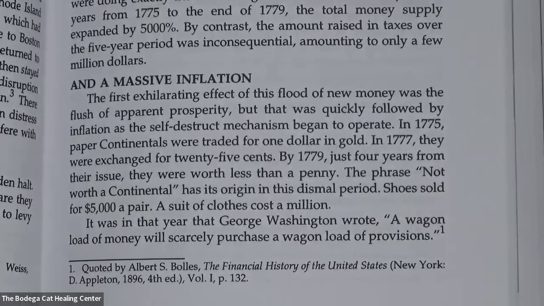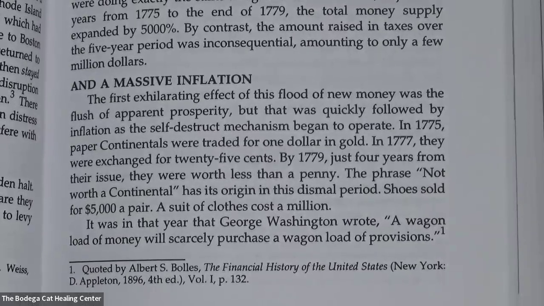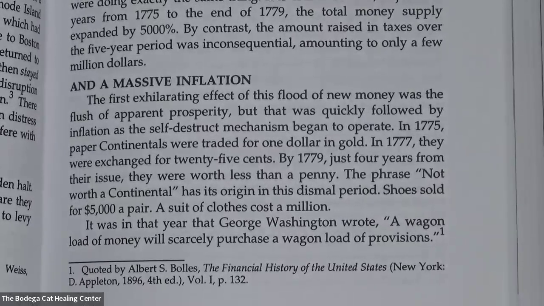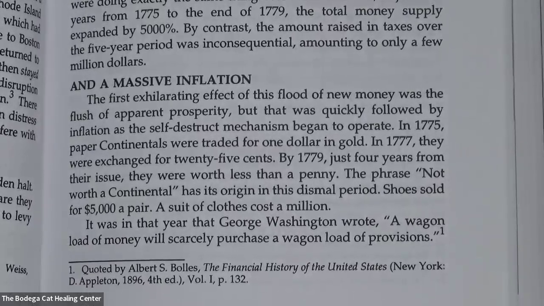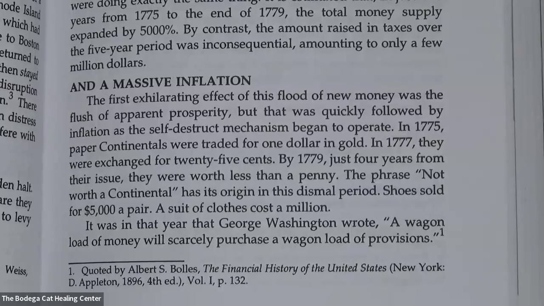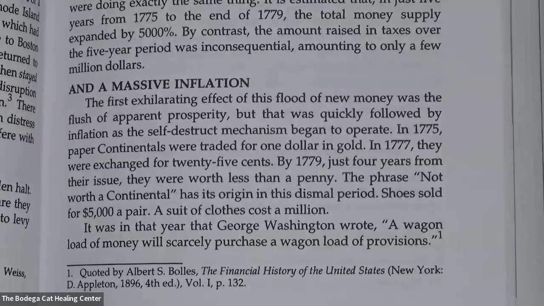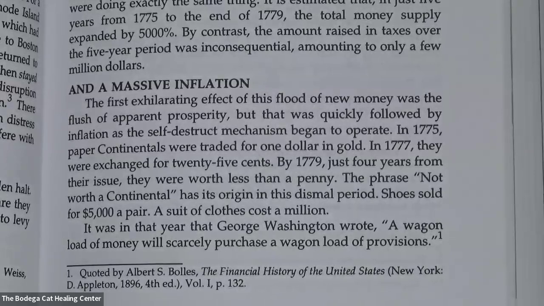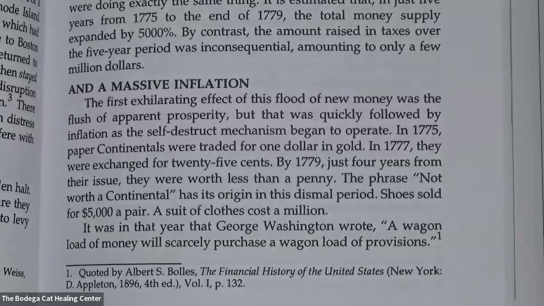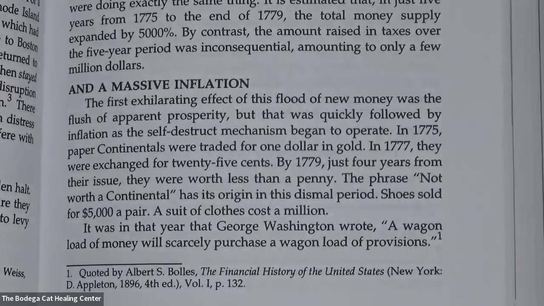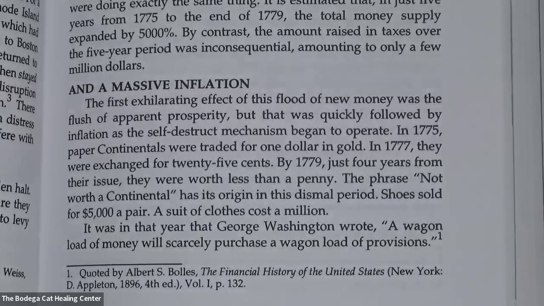The first accelerating effect of this flood of new money was the flush of apparent prosperity, but that was quickly followed by inflation as the self-destruct mechanism began to operate. In 1775, paper continentals were traded for $1 in gold. In 1777, they were exchanged for 25 cents. By 1779, just 4 years from their issue, they were worth less than a penny. The phrase, not worth a continental, has its origin in this dismal period.